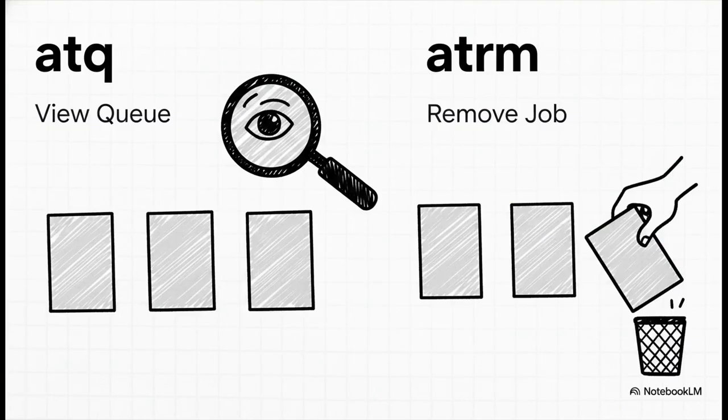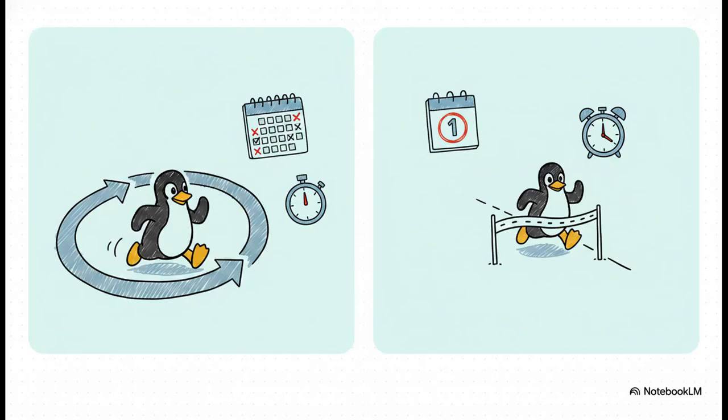Managing these jobs is just as easy. atq. Think queue. Shows you what's waiting to run. And if you made a mistake or changed your mind, atrm. Remove lets you delete a job from the queue. Super simple.